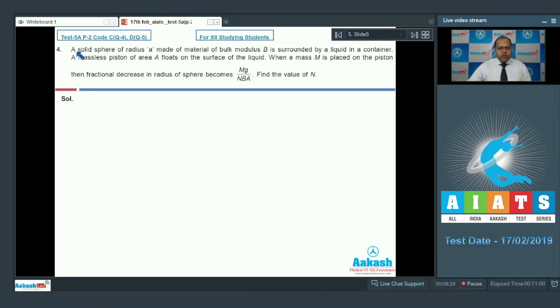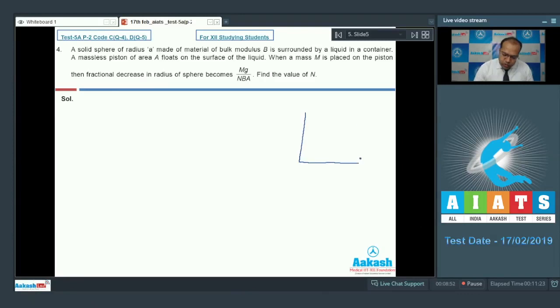Question number 4. A solid sphere of radius A made of material of bulk modulus B is surrounded by a liquid in a container. A massless piston of area A floats on the surface of the liquid. When the mass m is placed on the piston, fractional decrease in radius of sphere becomes mg upon nBA. Find the value of n.